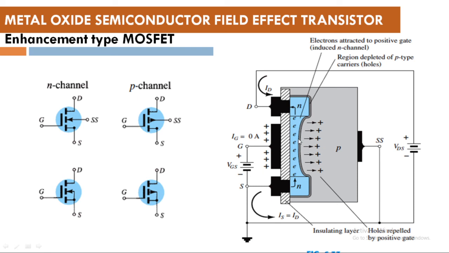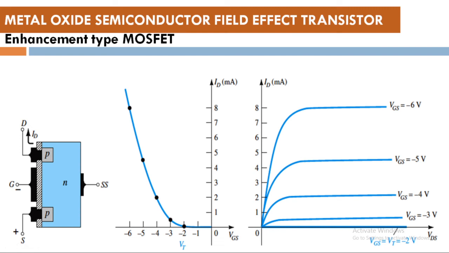So this is the very important part that we discussed in enhancement type, and this is the transfer characteristics. As is evident, initially when it is below the threshold voltage, there is no current flowing through it, but as we increase the gate potential, we can see the current increasing. This is the difference between the transfer characteristics of enhancement type MOSFET and depletion type MOSFET. In depletion type MOSFET, it used to go like this, but in enhancement type, the transfer characteristic is like this.